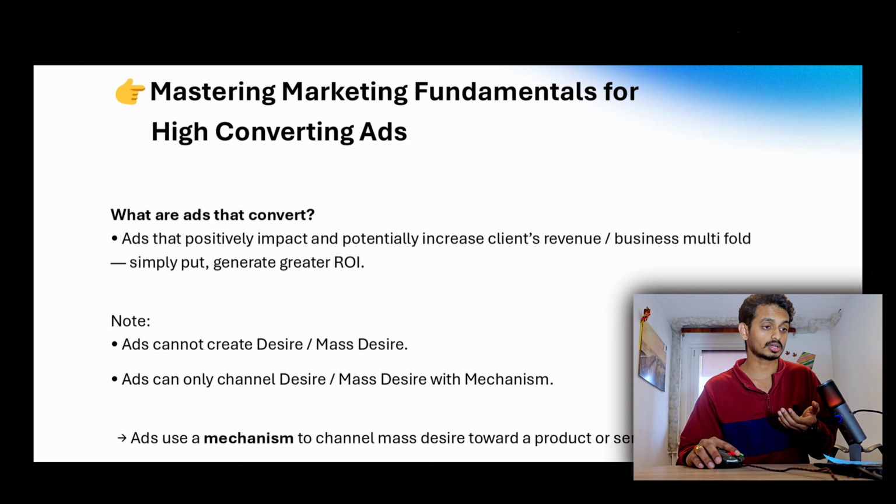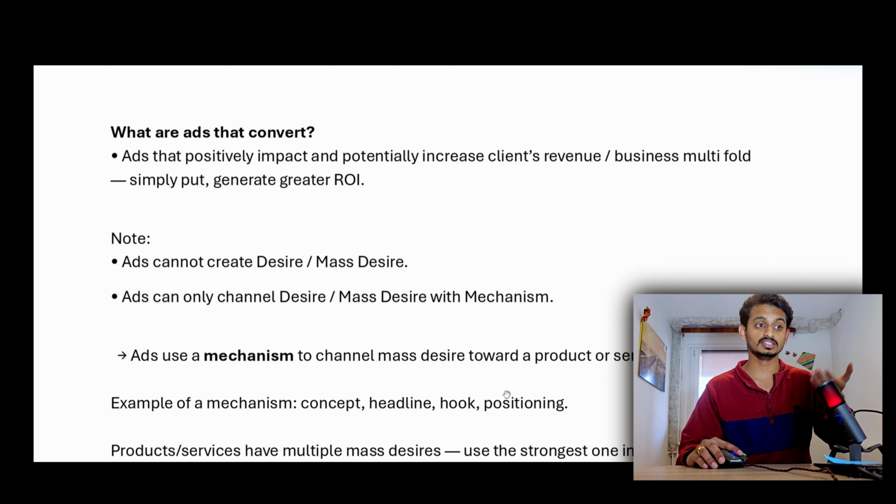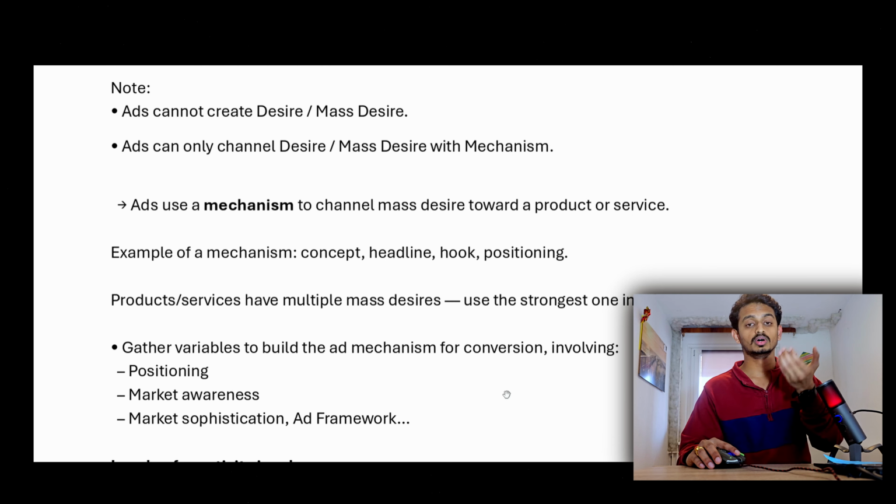So let me explain what mechanism is. A mechanism is nothing but what you use in your ad to channel these mass desires towards buying your product or service. For example, the mechanism may be your concept of the ad, your headline, your hook, your positioning, even the message that you are giving from the ad. All these are your mechanisms that we leverage in the ads. So let me go deep in this. Again, to repeat, ads cannot create desires or mass desires. Ad can only channel them.